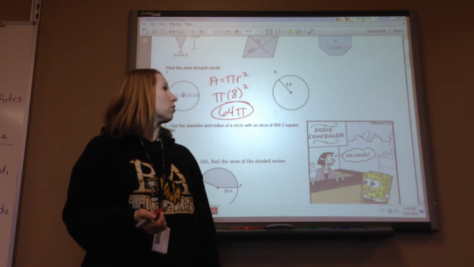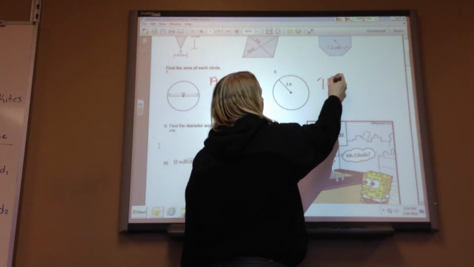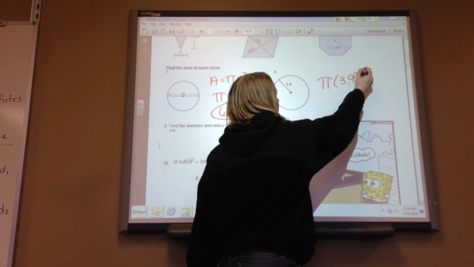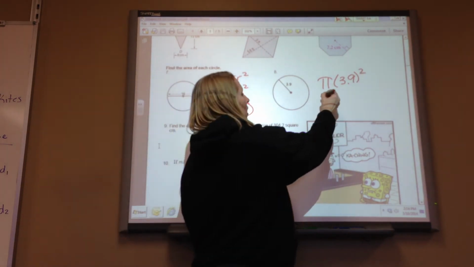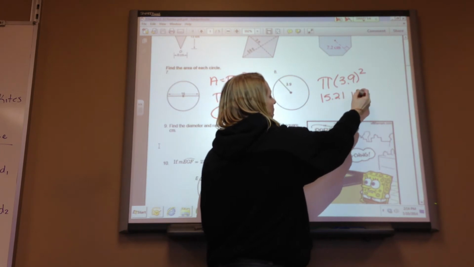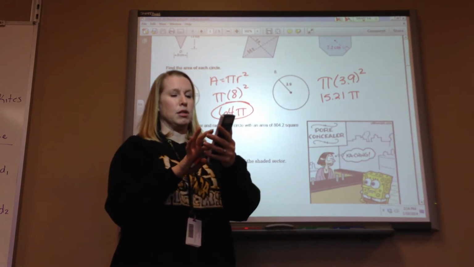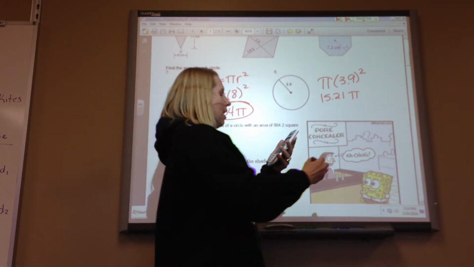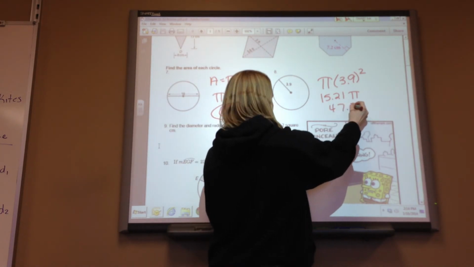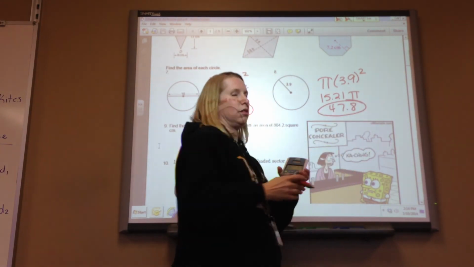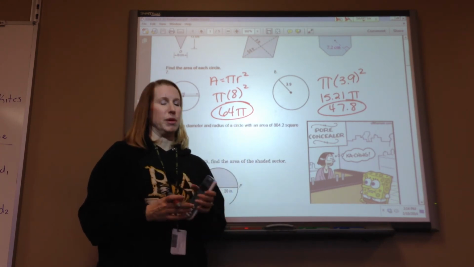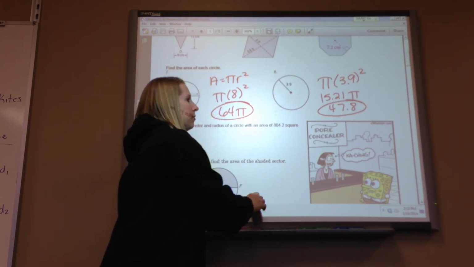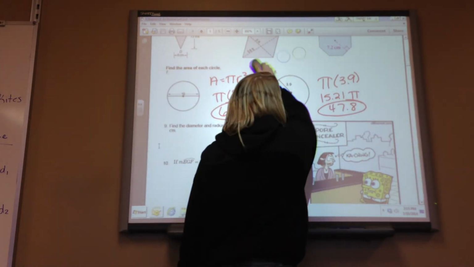The radius is 3.9. So pi times 3.9 squared. So 3.9 squared is 15.21 pi. If you want to multiply pi out, you can. And it's 47.8 is your answer. If you want to multiply pi out on this one too, you can. It's no big deal. I'll have both answers. Okay.